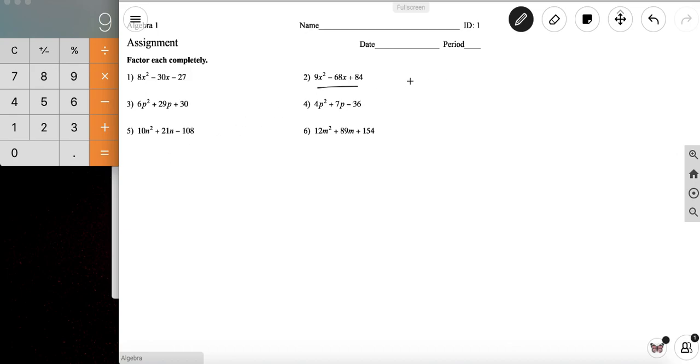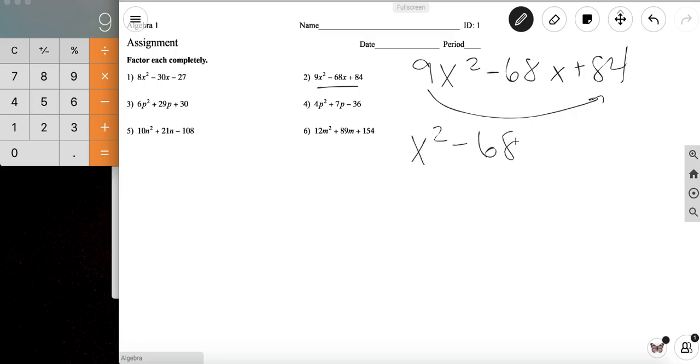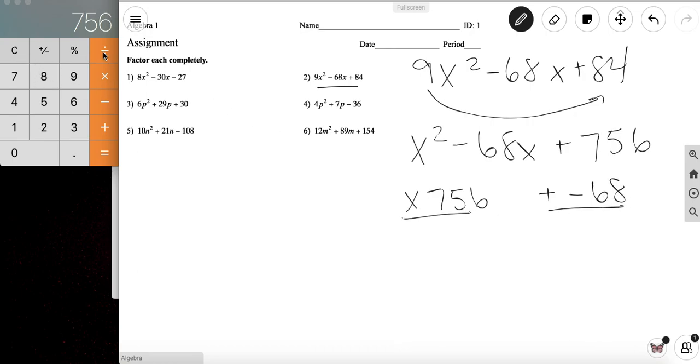Okay, number 2. 9x squared minus 68x plus 84. Swing the 9 to the back. I get x squared minus 68x plus 9 times 84 gets you 756. I know, big numbers. So we need to find two numbers that multiply to get me 756, but then add to get me negative 68. So again, I'm going to start using guess and check. You can start listing out multiples of 756 divided by 2, 3, 4, 5, 6, 7, 8, 9. I'm just going to start making guesses.